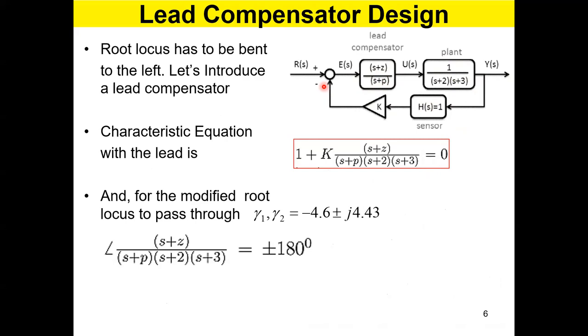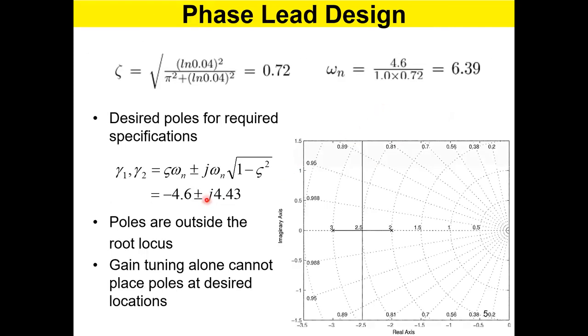So, now we have to calculate Z, P and also this K. If you can calculate what Z is, what P is, then you know what your lead compensator is. And if you calculate K to bring the poles to the desired location, that is this one, you're done.